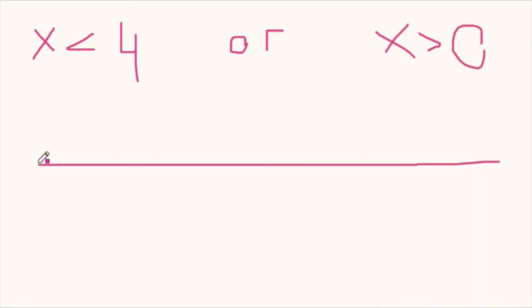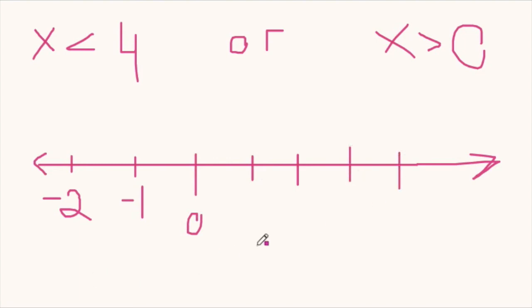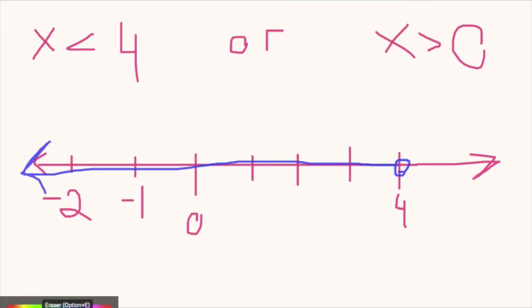We again start with the number line. Let's make this -2, -1, 0, 1, 2, 3, 4. x is less than 4 is going to be an open circle at 4 and less than. x is greater than 0 is going to be starting at 0, an open circle, greater than.